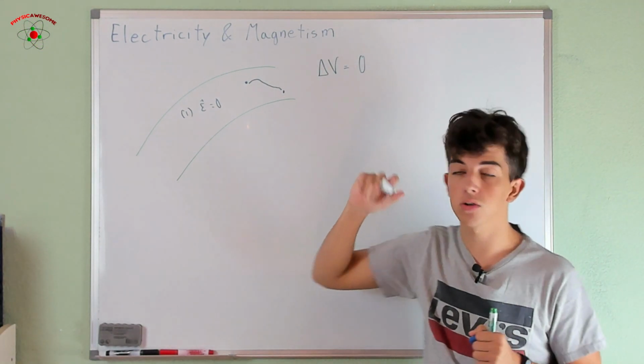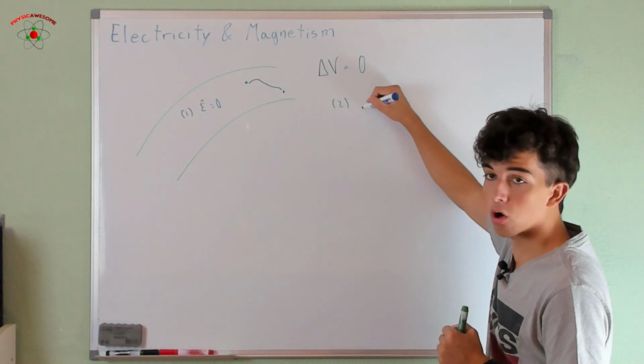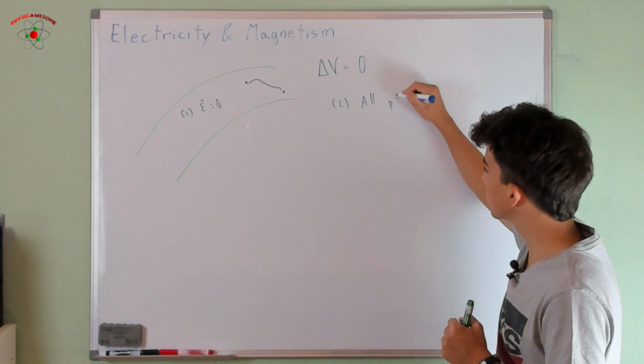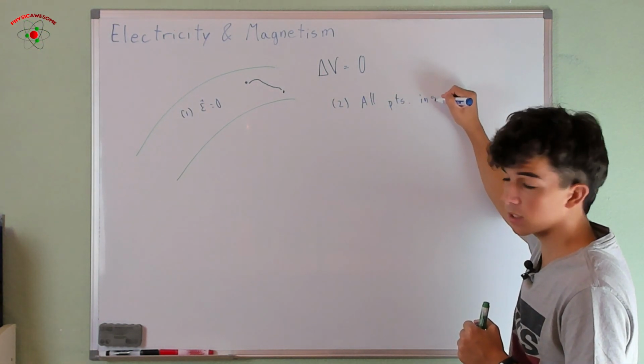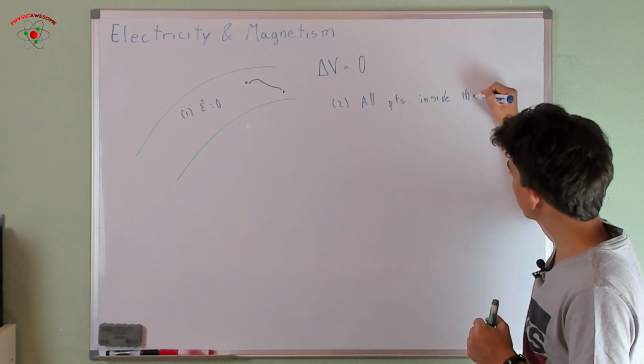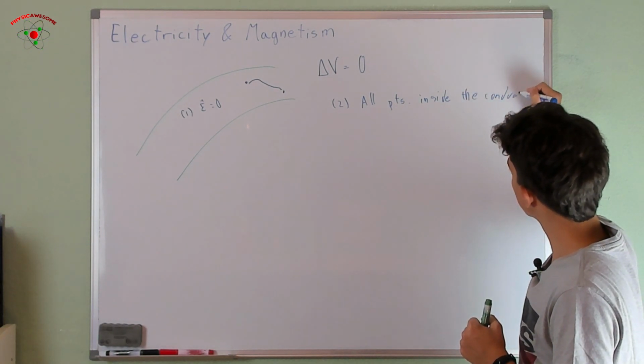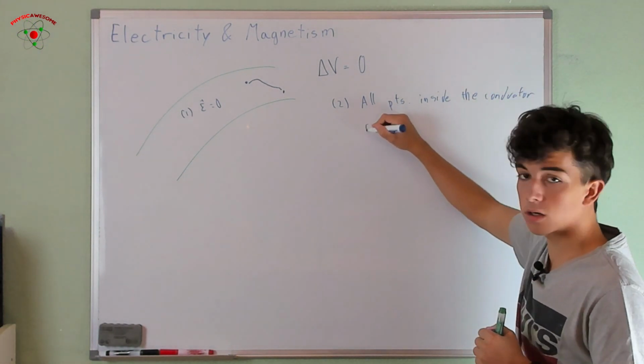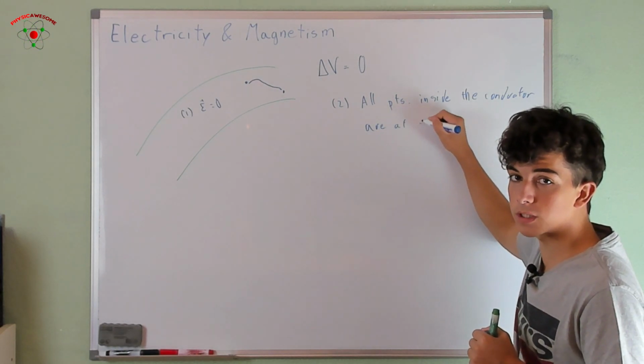And you reach the second conclusion. That is that all points inside the conductor are at the same potential.